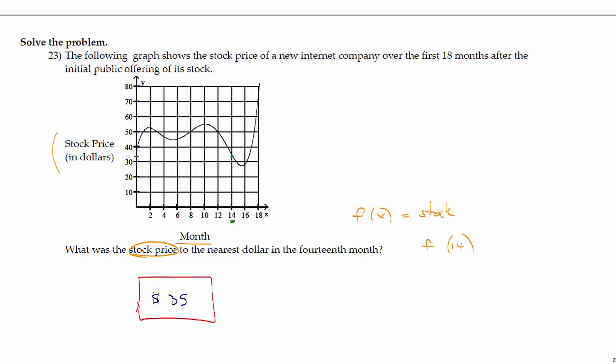If this were a multiple choice question, I'd make sure that I wouldn't give you like 33, 34, and 35 to choose from. And if it was a free response question, I would be pretty generous. Anything close to 35, I would give you credit for, because it's clear that you're looking at the right part of the graph.